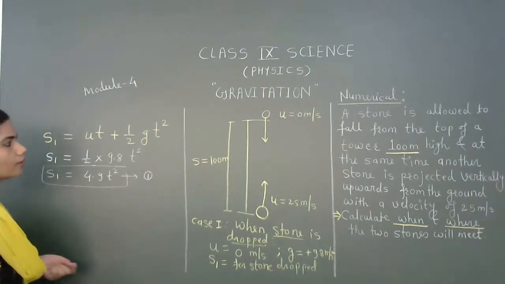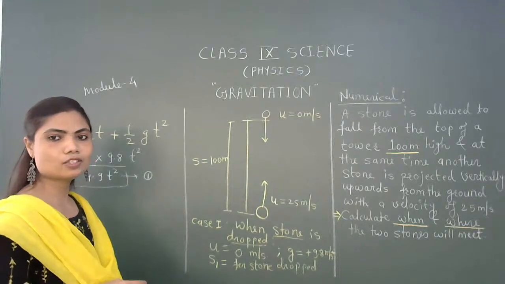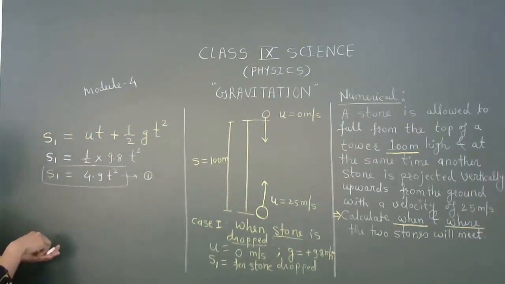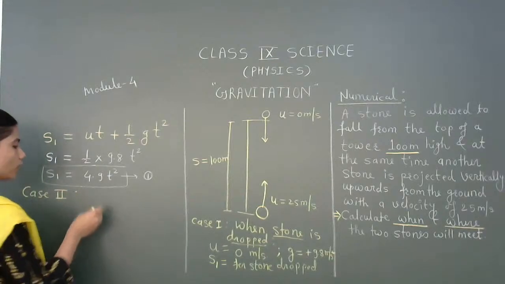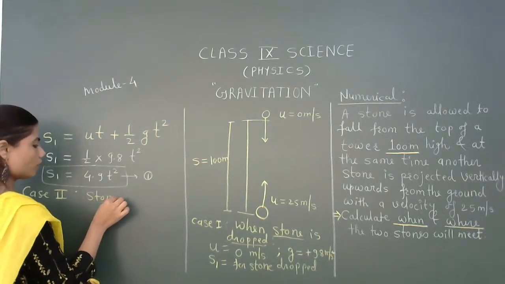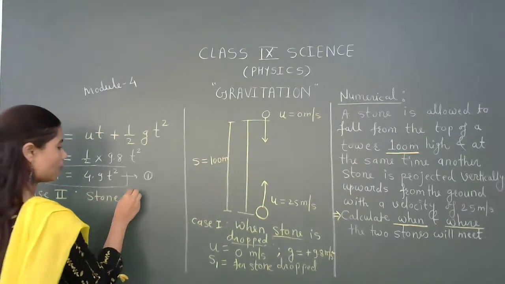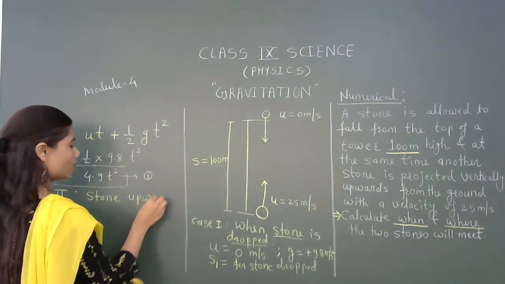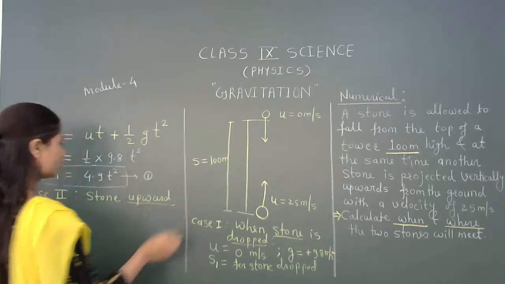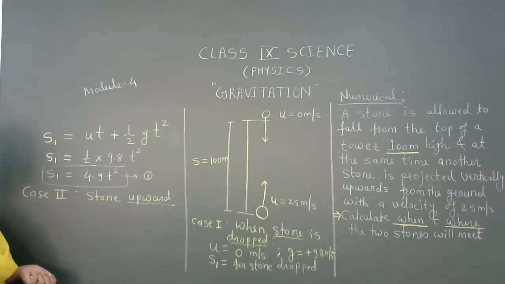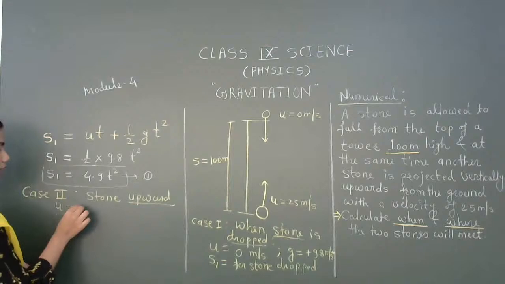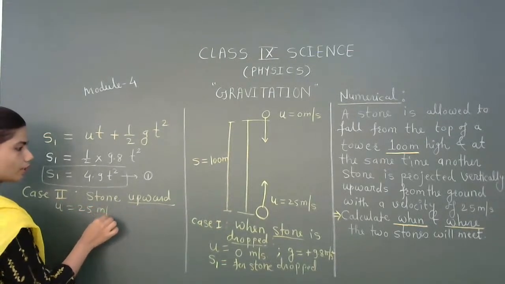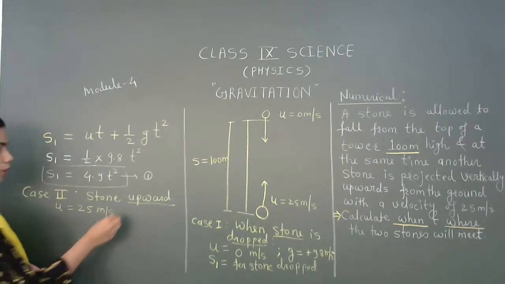And now we have to consider case 2. What will be our case 2? Case 2 means when the stone is thrown upward. I am writing in shortcut: the stone thrown upward. The stone moves upward. What will be the initial velocity? It is provided as u equivalent to 25 meter per second.